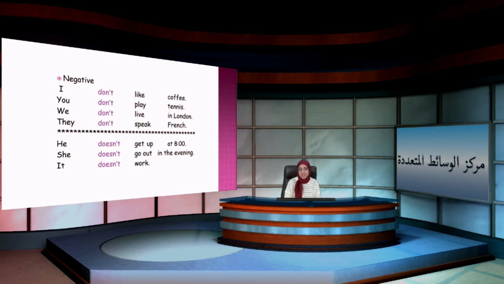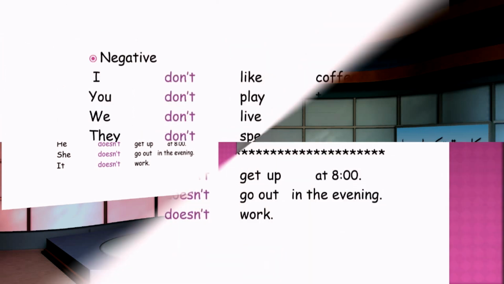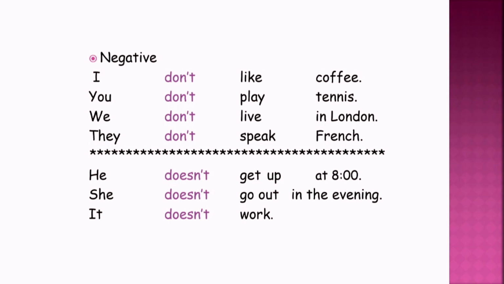Then we move to the second, which is the negative form. We use do and does to negate the sentence. Do and does are auxiliary verbs.